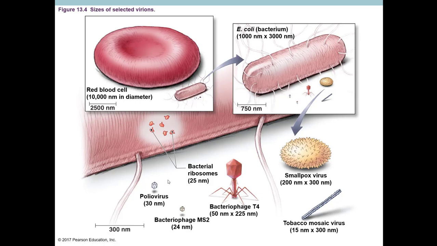I'm very visual, I'm very spatial, and so I like to be able to figure out the size relationships for some of these things that we're learning about. So a relatively small human cell, which is the blood cell, is much larger than an E. coli, which is much larger than any of these viruses.